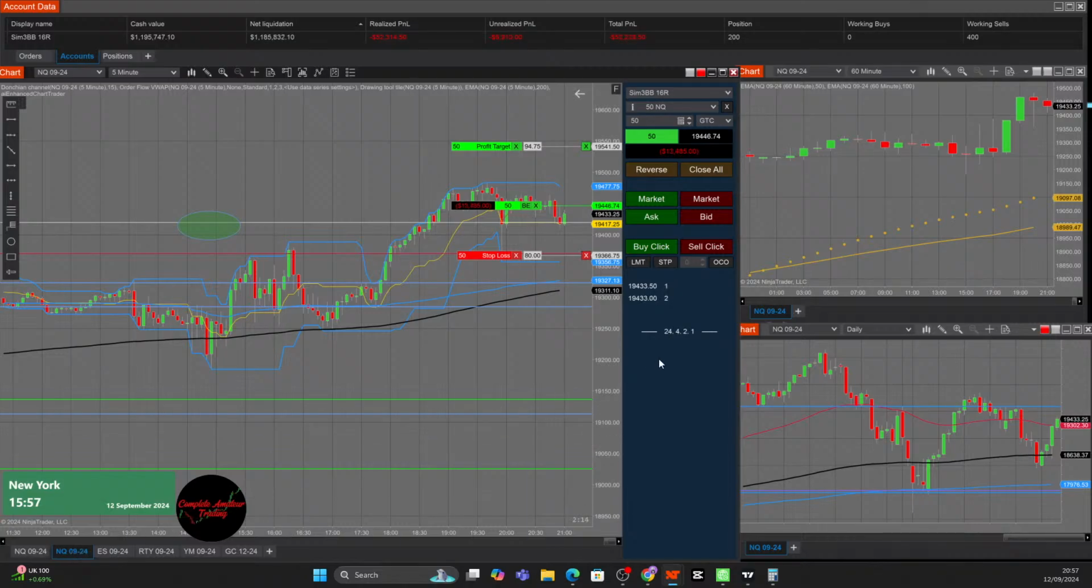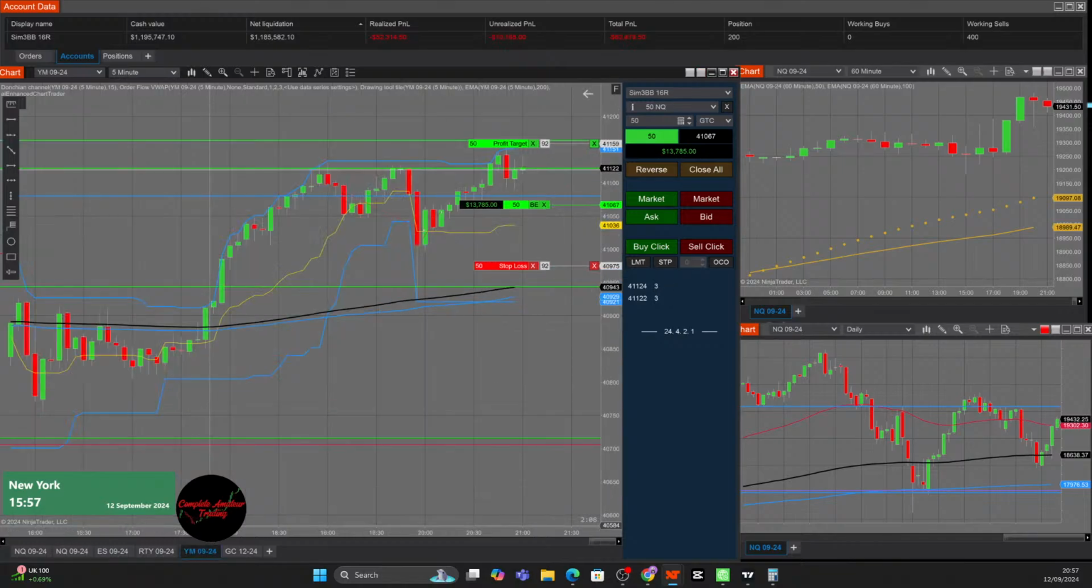NQ's almost back to break even. Not quite though. Oh my gosh, he's gone flipping. Oh my gosh. Well, let's get ready to close all positions. One minute 28 to go. Doesn't seem like we're going to get that 159. One minute 12 seconds to go.